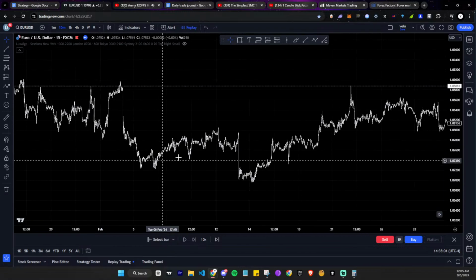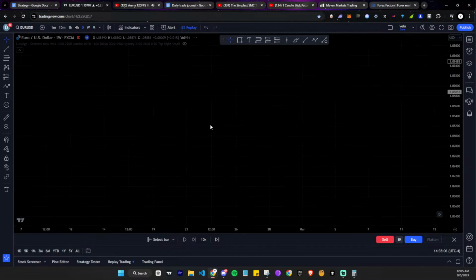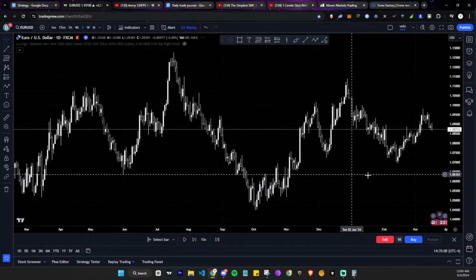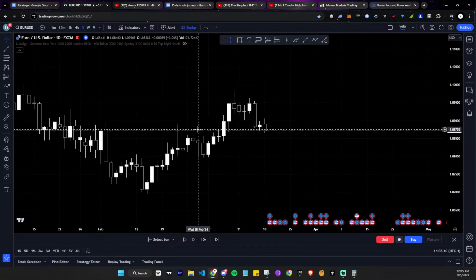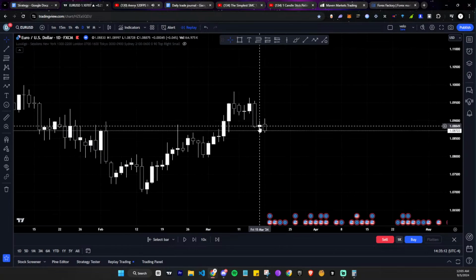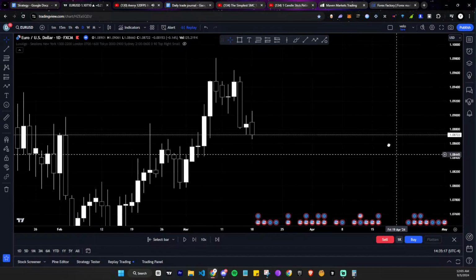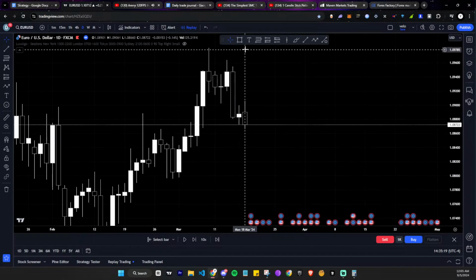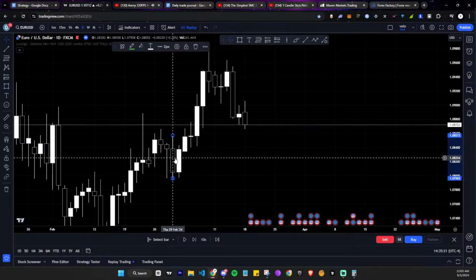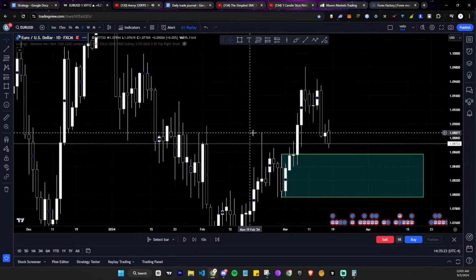So I'm also going to look at the daily CRT. For example, over here what we're seeing is the 15th of March 2024. That was earlier this year. So what I'm expecting here is two things. I'm expecting a PDA rebalance. For example, it could be an order block, fair value gap, or a swing high or low.